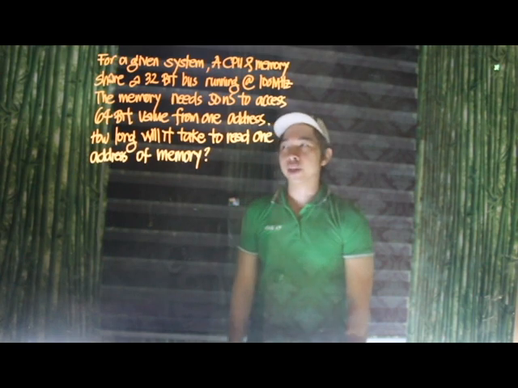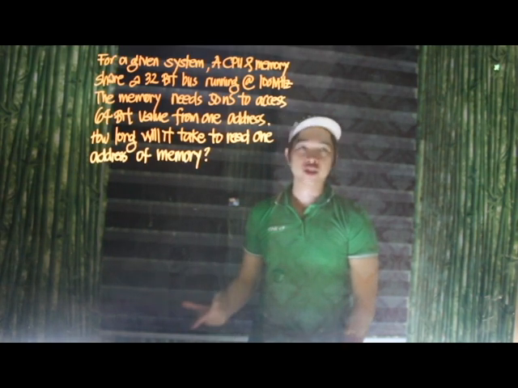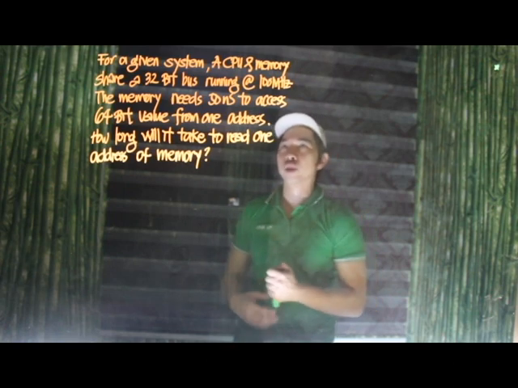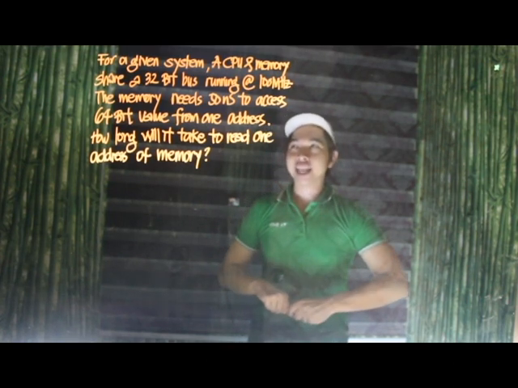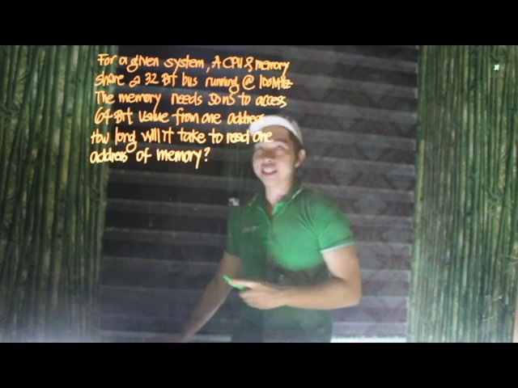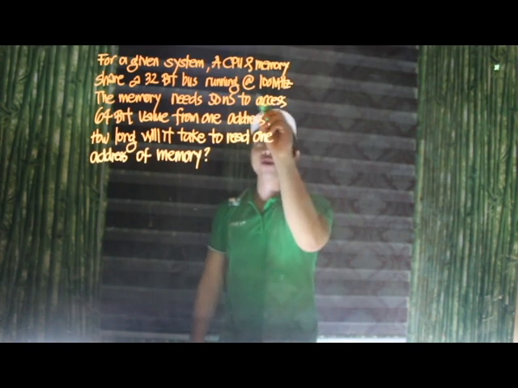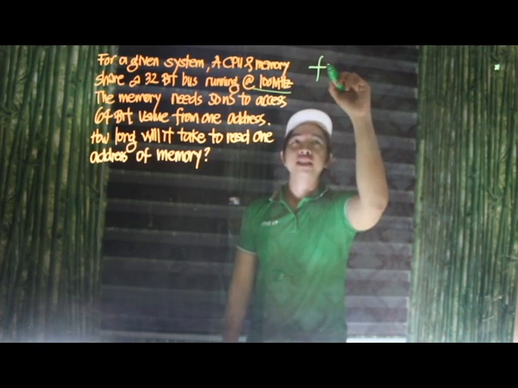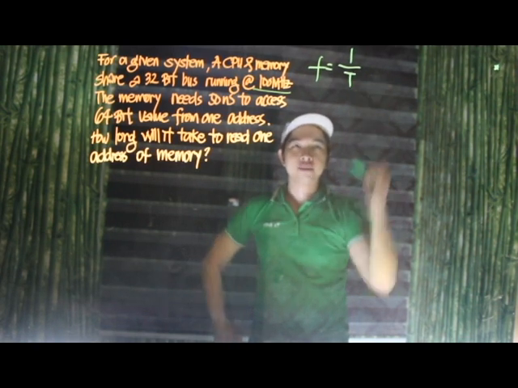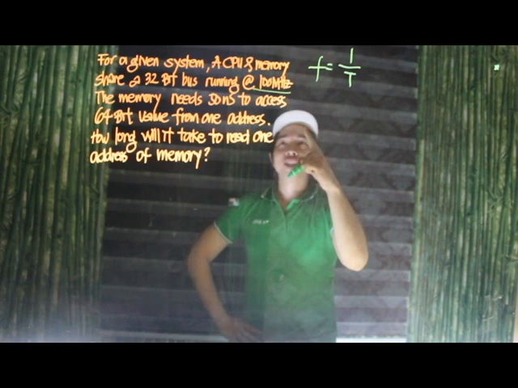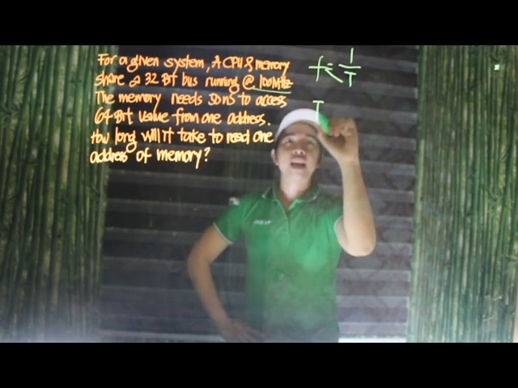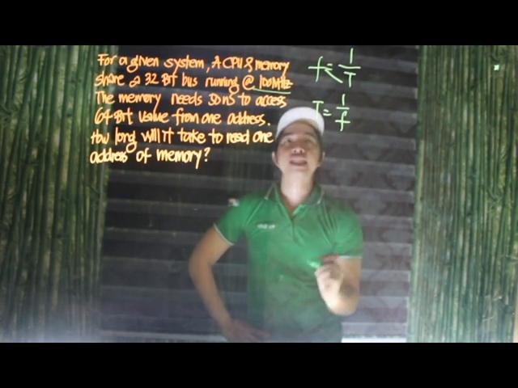So what we're going to solve here is the time it needs to read one address of memory. What are the steps that we're going to perform? The first thing to do is get the time it needs to run a single cycle. We have the frequency of 100 megahertz, and frequency is equal to 1 over the time. So we can cross multiply, so that time is equal to 1 over the frequency.